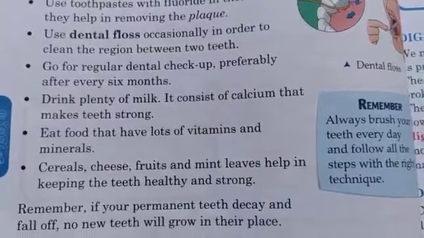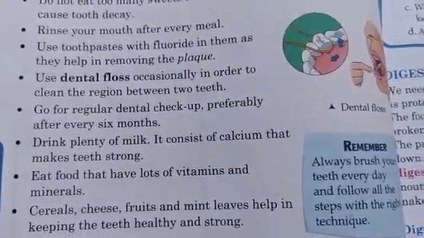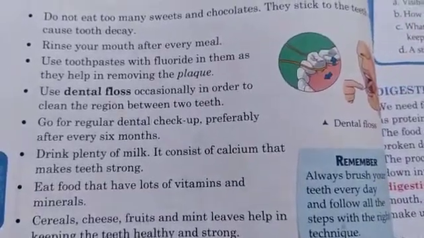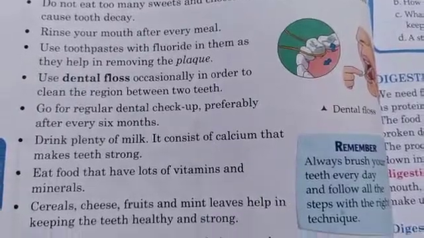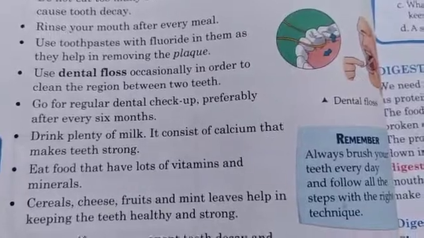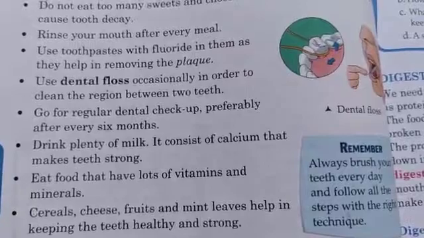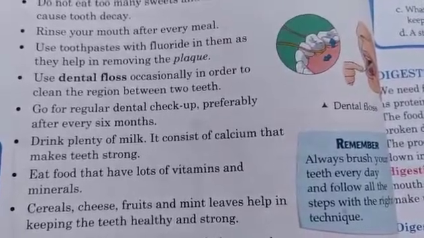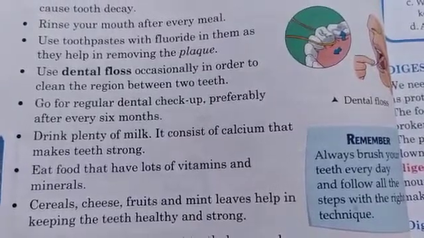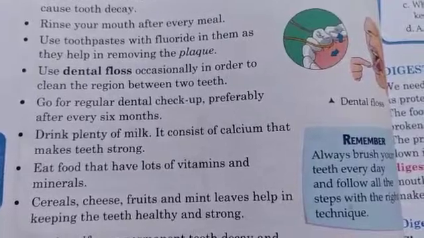If permanent teeth decay and fall off, then no new teeth will grow in their place. When we are born, we get a temporary set of teeth. This temporary set of teeth falls down and new teeth grow. Those are our permanent teeth. But if you don't take care of your permanent teeth and they decay, or cavities and holes form, and you take out the teeth, or the teeth fall down, then no new teeth will grow once the permanent teeth have come.